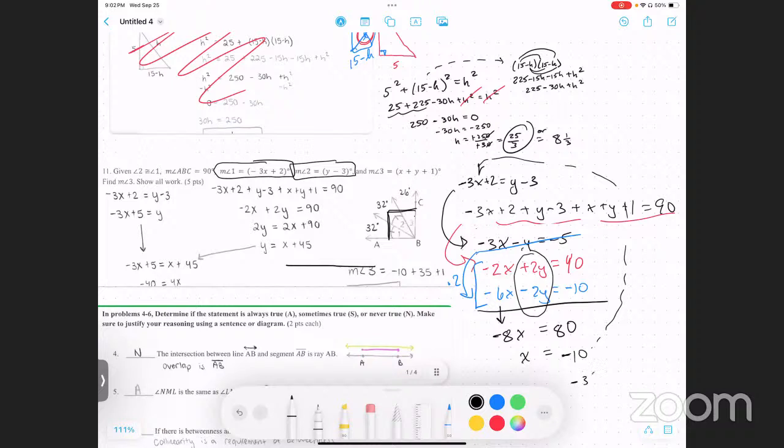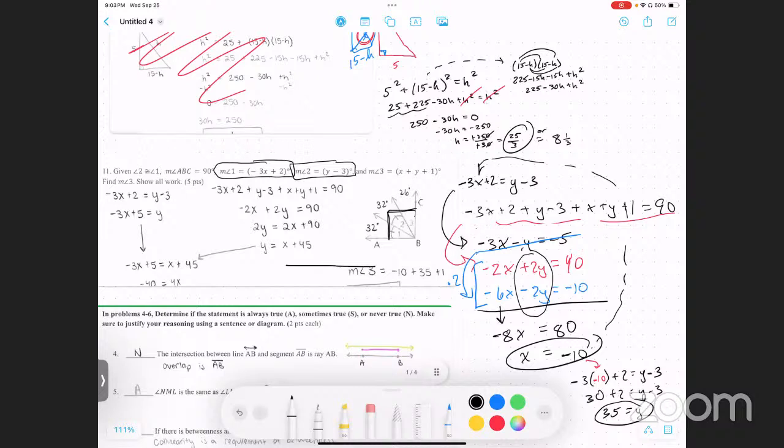So let's plug it in. -3, I'm plugging in -10 for the x in that top equation, plus 2 equals y minus 3. Got it? Yes, sir. And then what would that equal? 30 plus 2 equals y minus 3. So 32 equals y minus 3. So 35 equals y. There are your two answers. X is -10, y is 35.